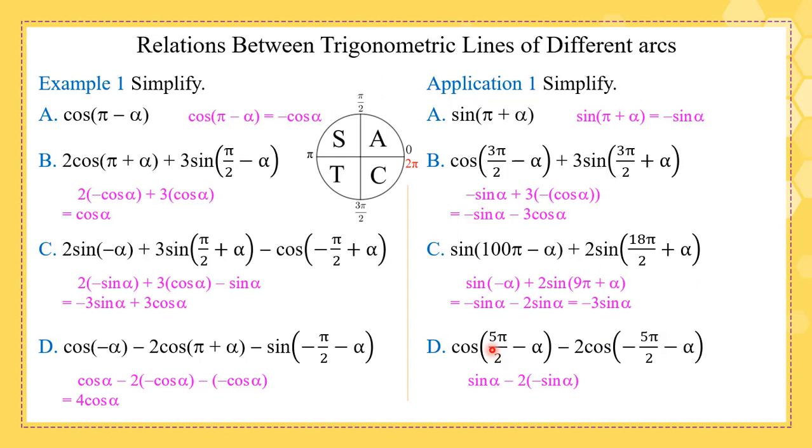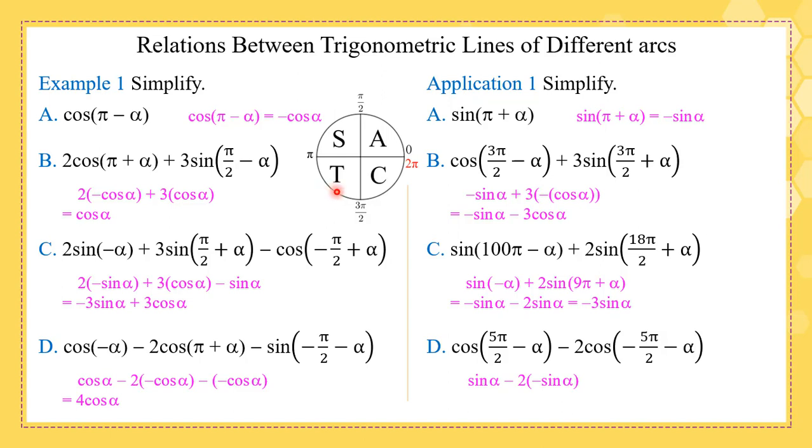Well, 5 pi over 2 is the same as pi over 2, because if we eliminate 2 pi, we get pi over 2. Remember, 5 pi over 2 is 2.5 pi, which is the same as 0.5 pi. And because we have over 2, the cosine becomes a sine. And minus 5 pi over 2 is the same as minus pi over 2 minus alpha.